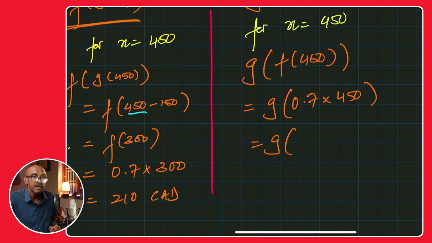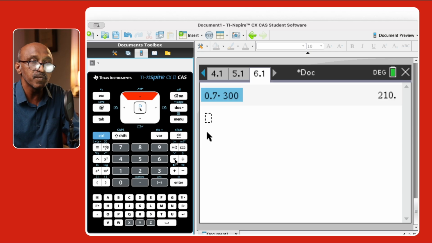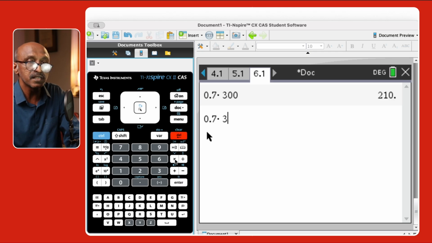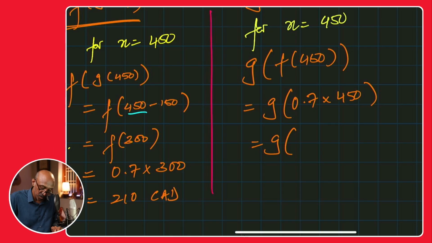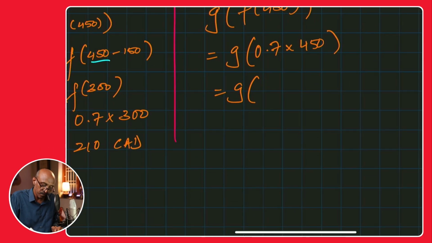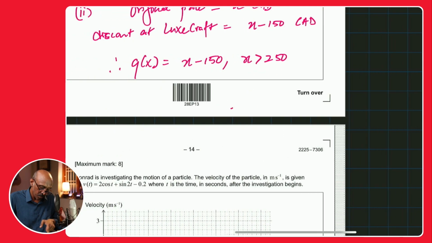Let's go there, and we have 0.7. You can just arrow up if you want to, and just change the 300 to 450 this time. So the 30% discount is being applied first, and then the reduction. That's the meaning of g of f of x in this case. So this is g of 315. What is g? G is basically the reduction by 150.